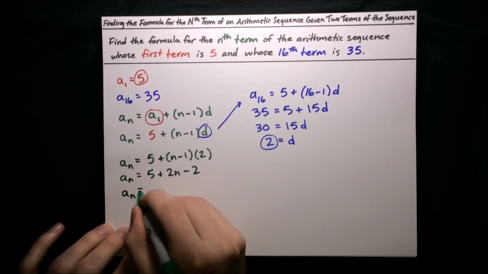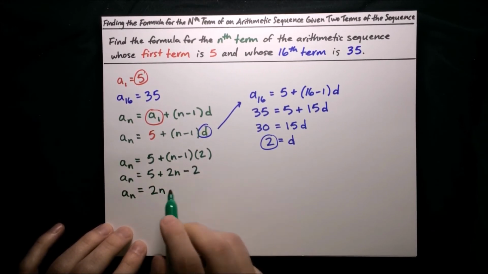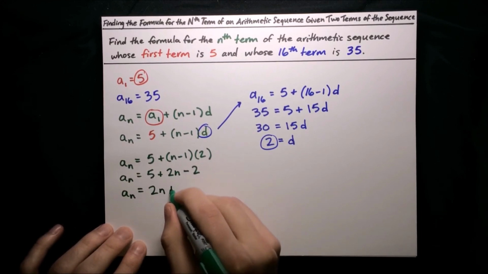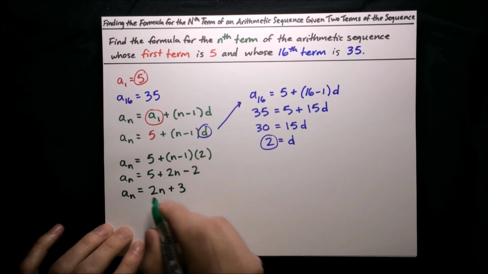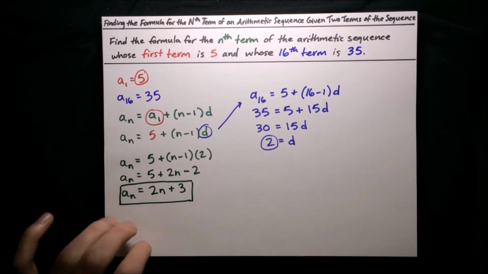So an equals, well, we've got a 2n here. That doesn't combine with anything else, but the 5 minus 2 does combine. 5 minus 2 is 3. So we've really got an equals 2n plus 3. And there we have it. We're done.